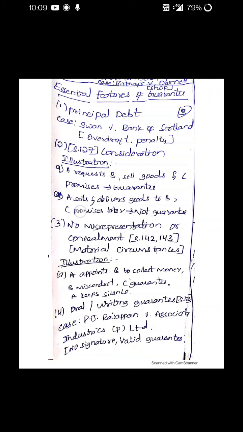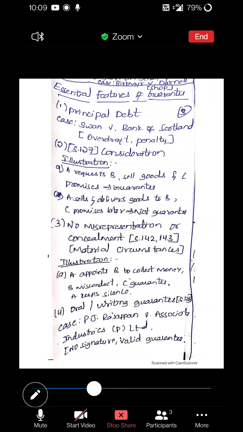So the bank brought a suit against the surety, saying that he had given the surety and he should pay the penalty. But the court held that there was no principal debt, because the surety promised to pay for the loan, and the loan was already paid. The penalty is not his, so there is no principal debt. It was held so in this case.